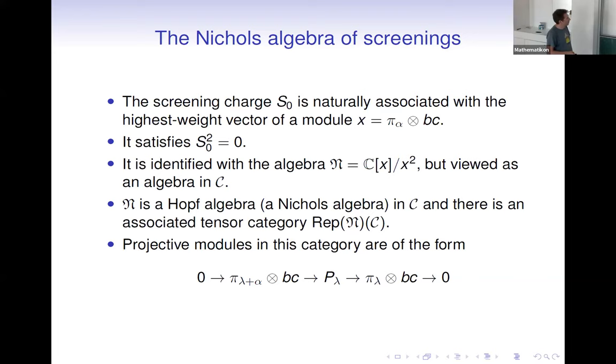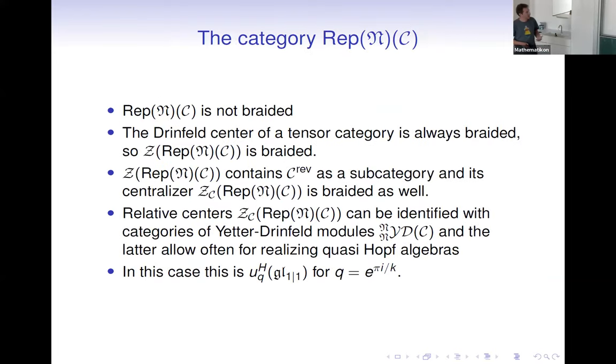Okay, now what is the point? You have such a tensor category, and tensor category people know very well that if you want to pass from a tensor category to a braided tensor category, you simply double it. You go to the center. And then if you have a subcategory in this center, you can also look at the centralizer, which gives you another braided tensor category, which is then just called the relative center. This is a very well known, purely categorical construction. So the point here is simply that you have a free field realization, which means an extremely simple category. You have a Nichols algebra, and this Nichols algebra defines a tensor category, namely the relative center with respect to the category of modules.